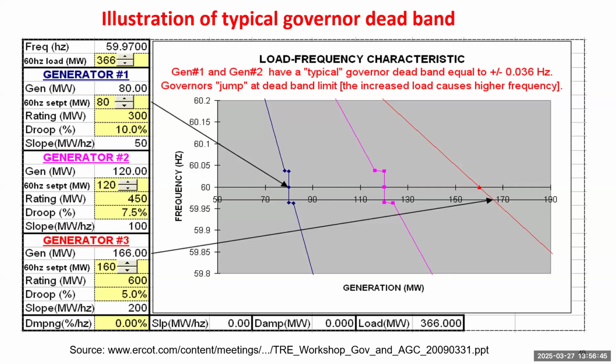So here there are 3 generators. There is 1 generator whose dead band can be ignored, which means the line is a straight line. Okay, for the chart, X is generation, and Y is frequency.